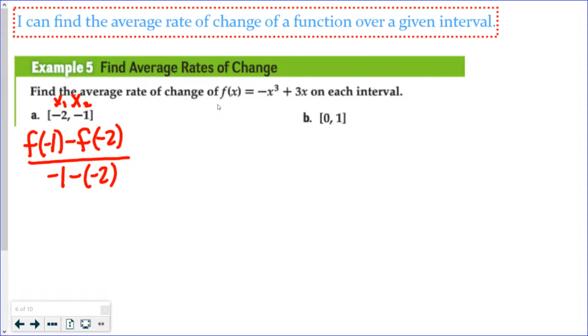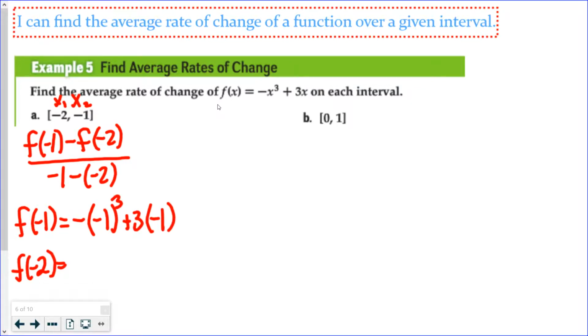So in order to figure this out, we have to figure out what is f of negative 1, what is f of negative 2. What are the y values of this function at negative 1 and at negative 2? To evaluate these functions, we're just plugging in these x values into the function that we have up here. So this would be negative times negative 1 cubed plus 3 times negative 1. And the second one would be negative times negative 2 cubed plus 3 times negative 2.